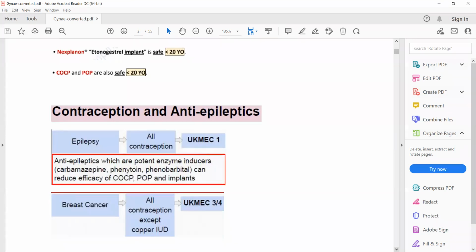Is this point clear, Dr. Abdullahi? Yes, doc. Yes, it's clear.